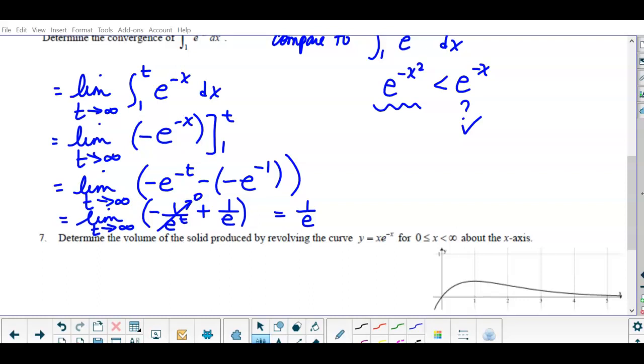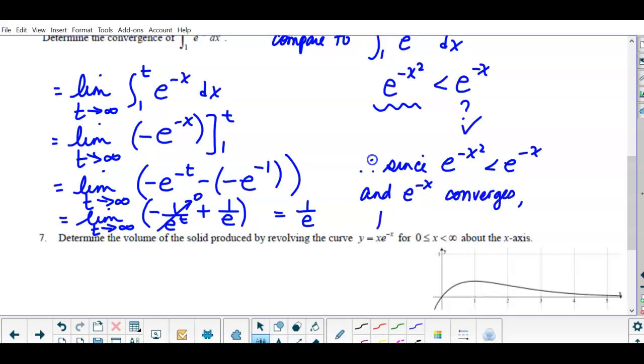approaching infinity. And because of that, we know that, therefore, since e to the negative x squared is less than e to the negative x, and e to the negative x converges, then the integral of e to the negative x squared converges.